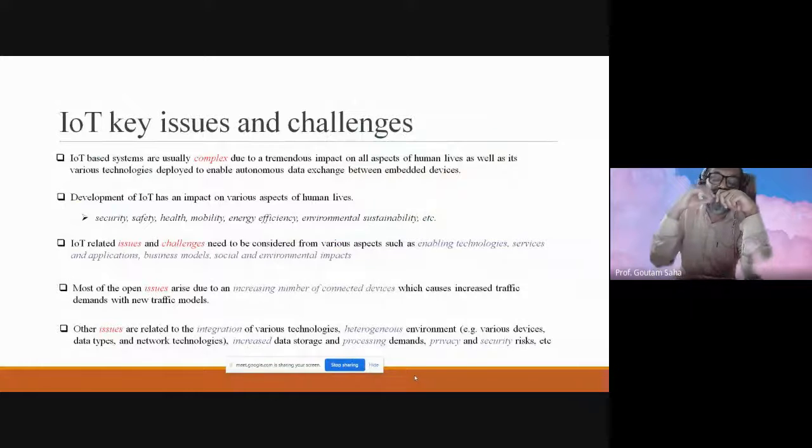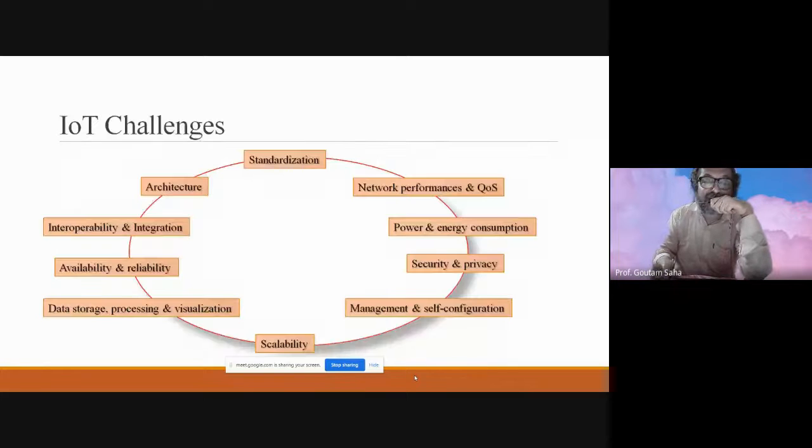Next is issues. When I started my research, I started working with IoT systems, and I found that there are so many difficulties. Later on, I found in textbooks and papers that yes, these difficulties are there in IoT systems. That's why IoT is still not a very popular system worldwide. It should get a huge amount of popularity because of its usefulness, but it has not achieved that. Why? Because there are several difficulties. I'm showing you in a nutshell.